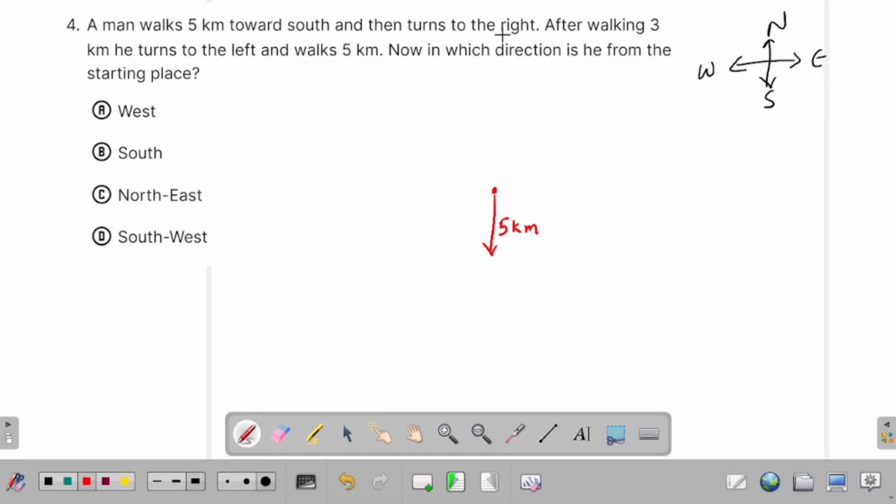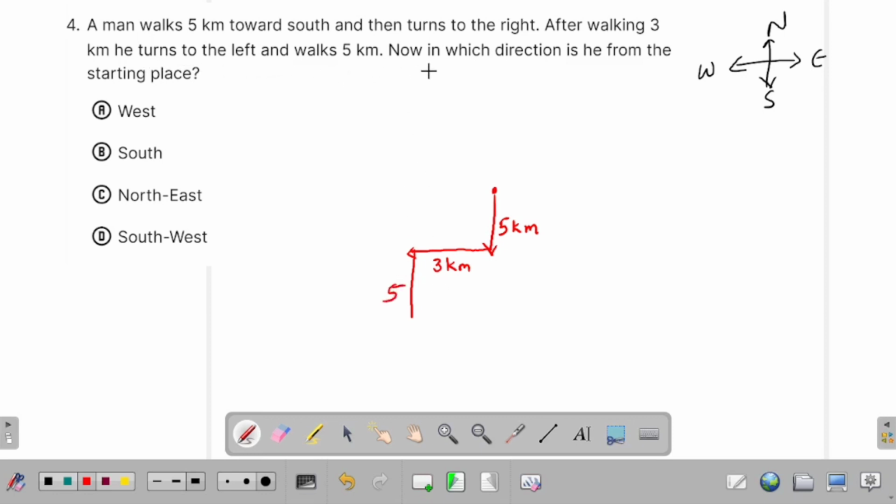Then he turns right. So this is the right direction, yes? He turns right and after walking 3 kilometers, he turns to the left. See, he is here now. Which is the left direction to him? The left direction is this one. He turns to the left and walks 5 kilometers again.